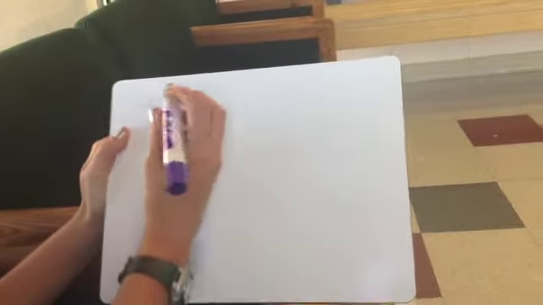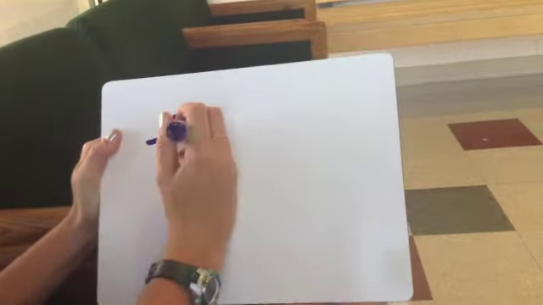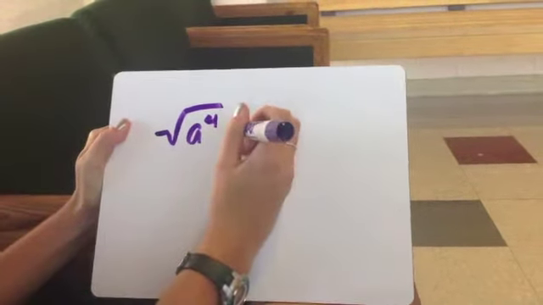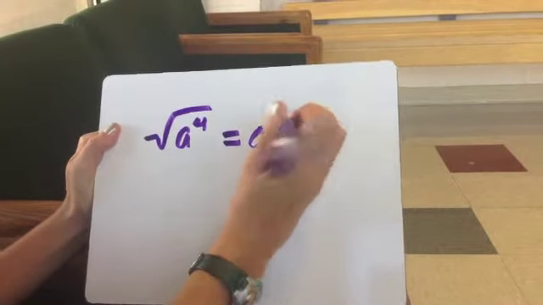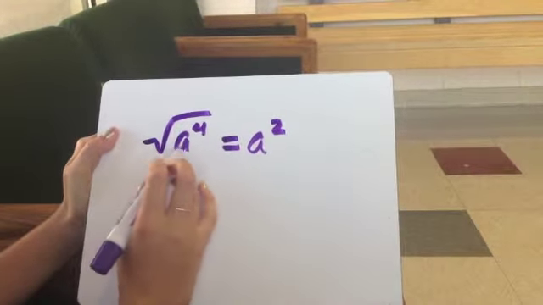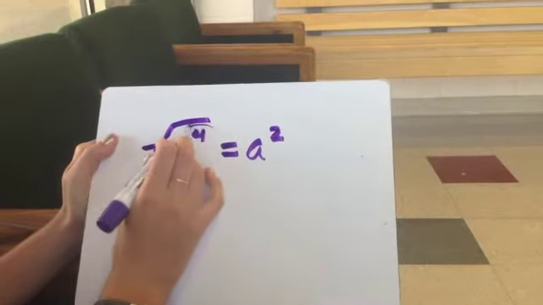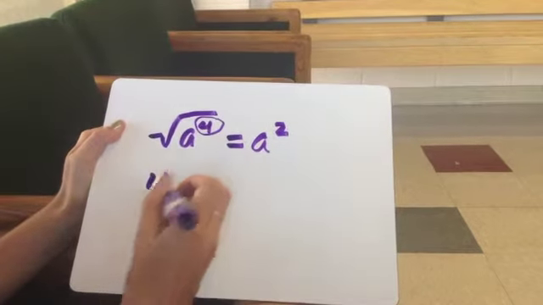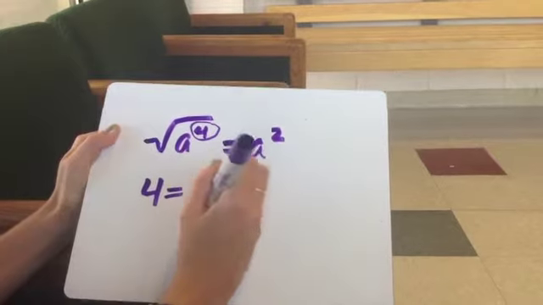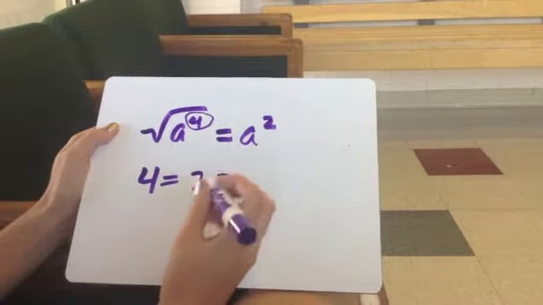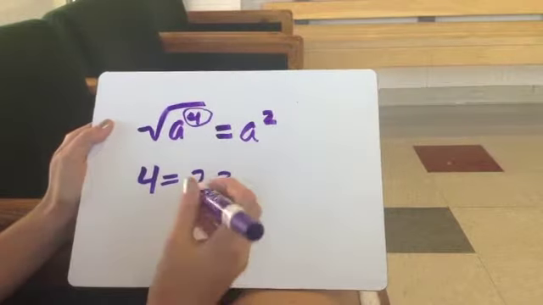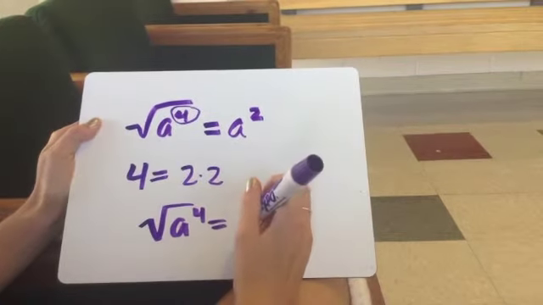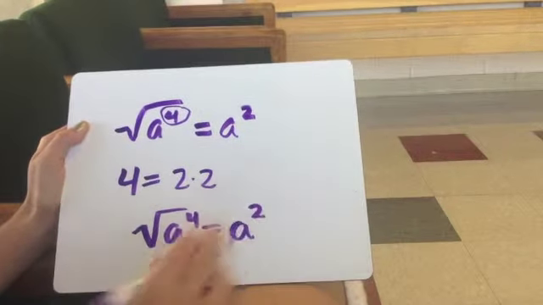Our next problem is to find the square root of a to the 4th. I know that the answer is a squared, because to figure this out, you must find the square root of this number right here. And the square root of 4 is 2, because 2 times 2 is 4. So, the square root of a to the 4th equals a to the 2nd.